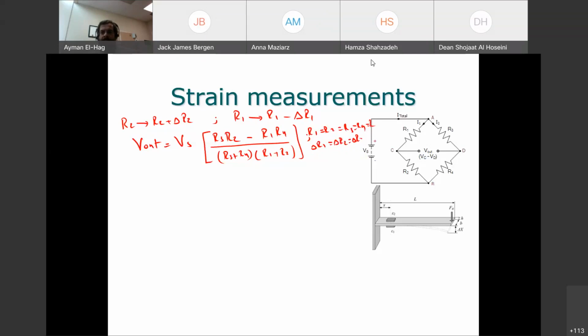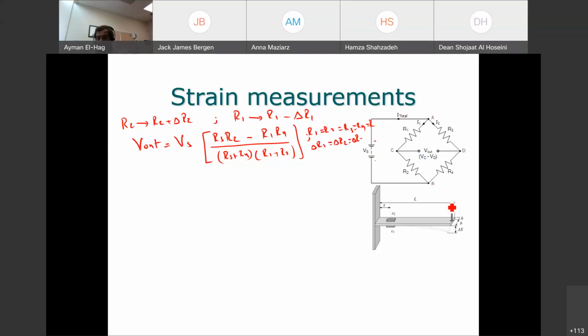I don't want to move on until I make sure that everyone understands. How do you know if you are subtracting or adding delta R? Again, it depends. Remember, your resistance is nothing but how your strain gauge is interacting with the force. If I am stretching my strain gauge, I am increasing the resistance. If I am compressing my strain gauge, then I am reducing the resistance. That's what you need to tell.